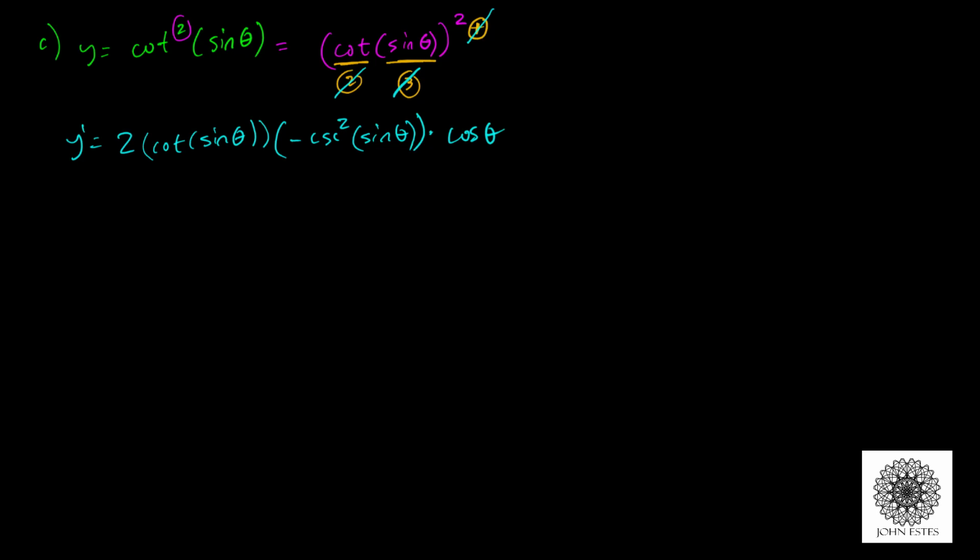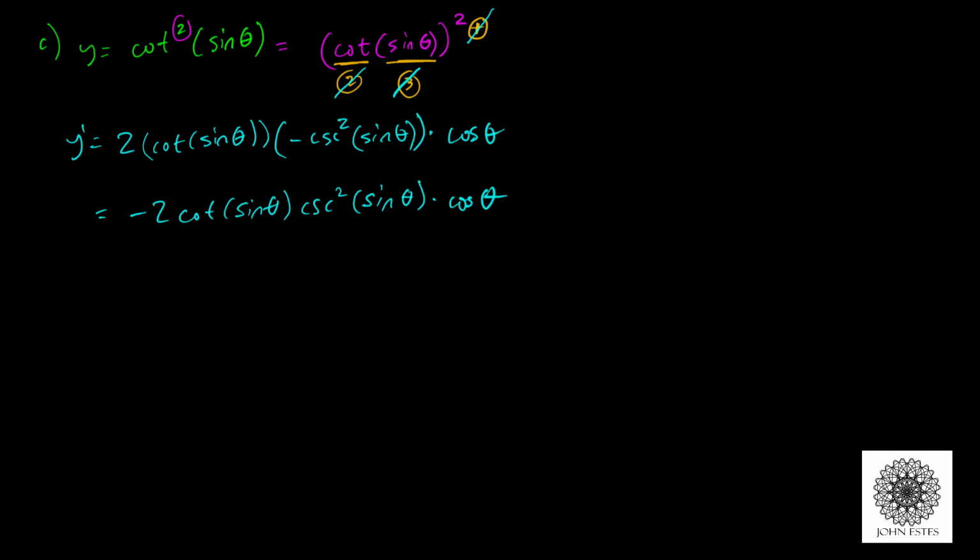Trig functions, it can be kind of confusing at times, so I really do think this outside to inside concept can help. Is there any way we can simplify this much? No, not really. Maybe the best thing you could do is take out the negative. So you have negative cotangent sine theta times cosecant squared sine theta times cosine of theta.